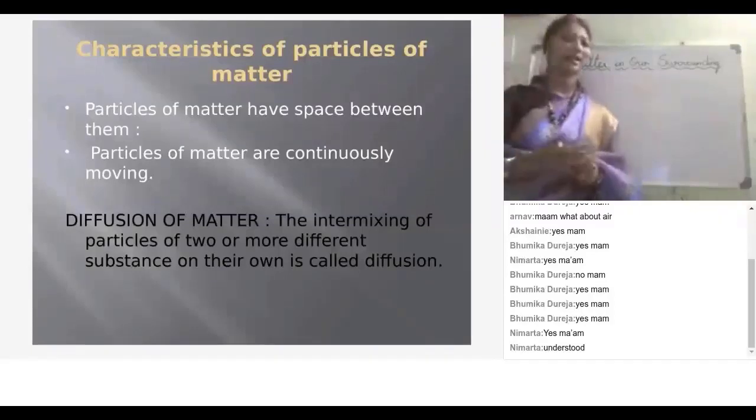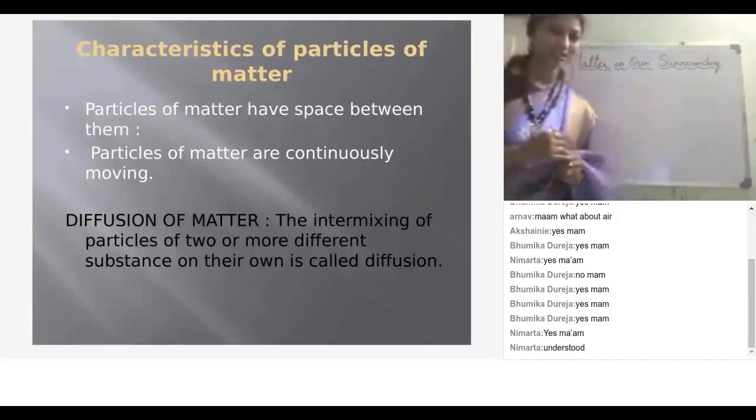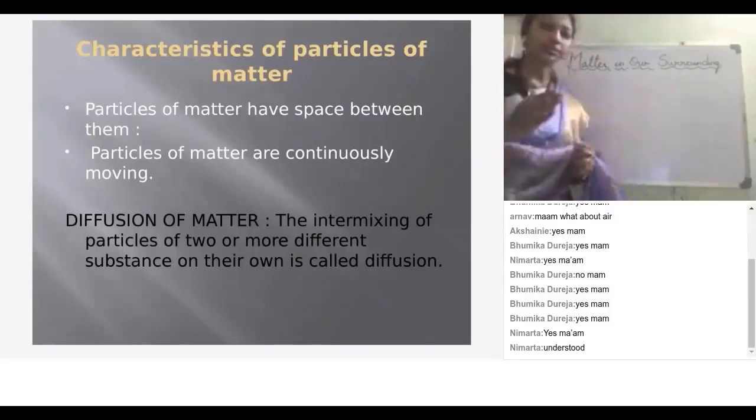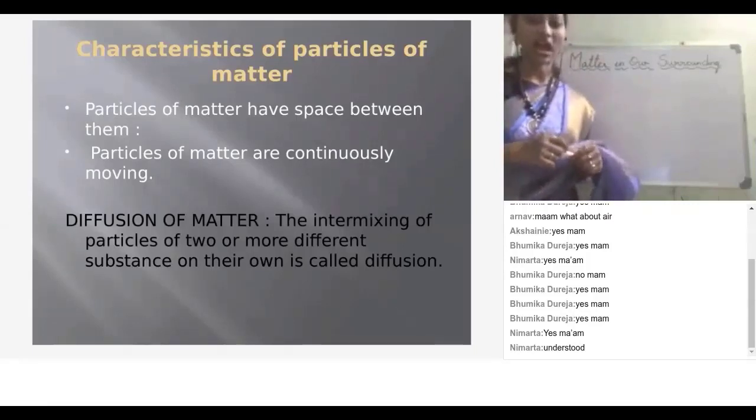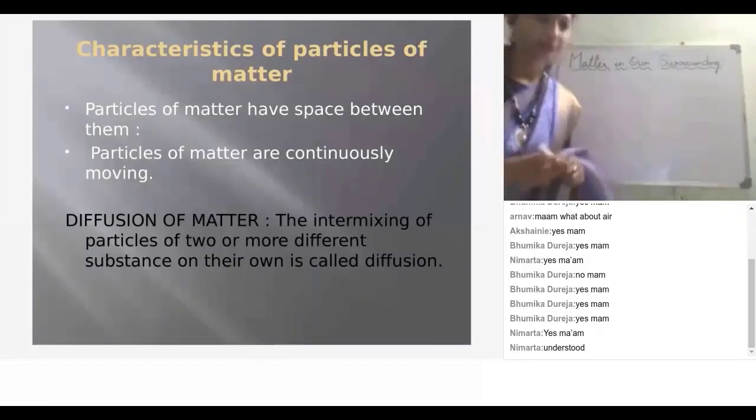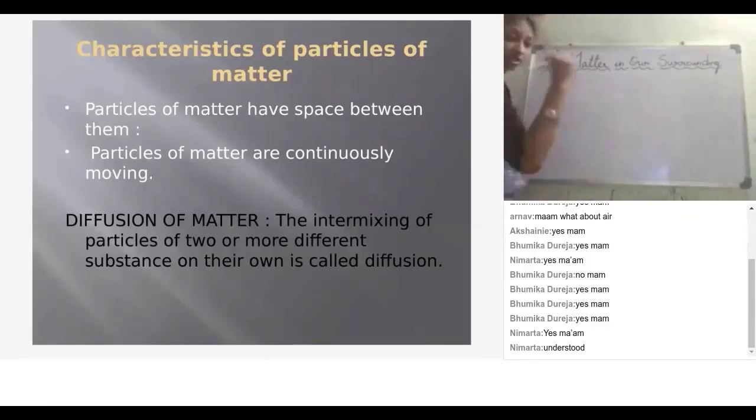Into the further topics like characteristics of particles of matter. What is the next topic, children? Characteristics of particles of matter. In that, the first characteristic is that particles of matter have space between them. What is the first property, children?